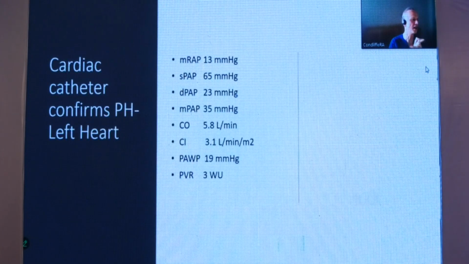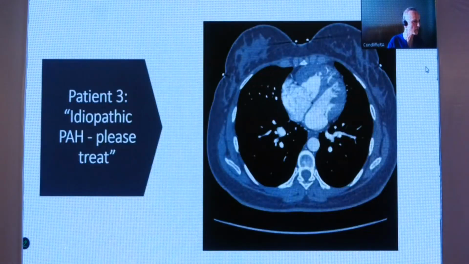We wouldn't catheterize this patient routinely, but this patient was. The pressure is elevated, the wedge pressure is elevated, and the PVR is mildly elevated. So this is a patient with pulmonary hypertension related to left heart disease, who's not going to benefit from pulmonary vasodilatation.